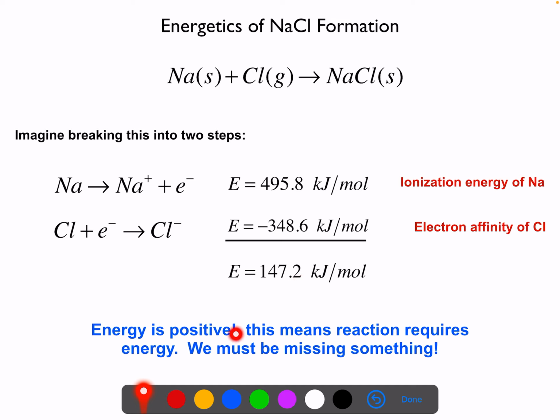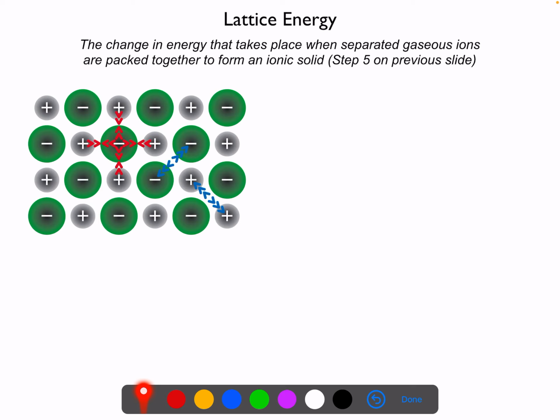Now, energy being positive means that this reaction requires energy. And yet, if you go back and watch that YouTube clip, you will see very clearly that this reaction releases a ton of energy. So we're missing something. This is not the full picture of what's going on here. There must be another energy that's present, and it has to be a force of attraction, because forces of attraction will always release energy when we form them. So what is that force of attraction? It's what's known as the lattice energy.